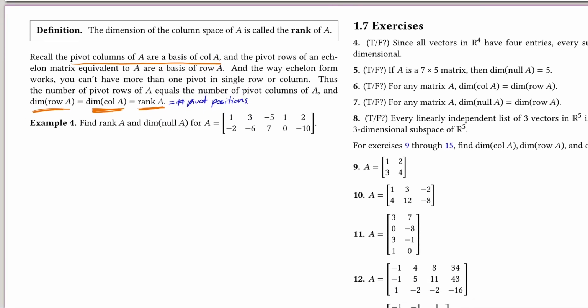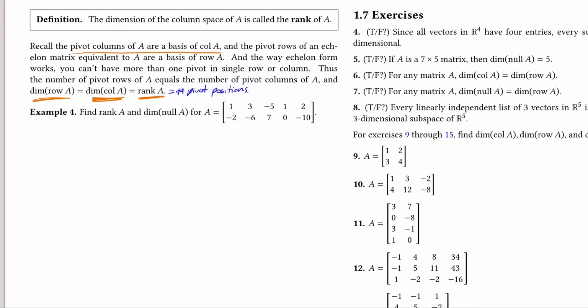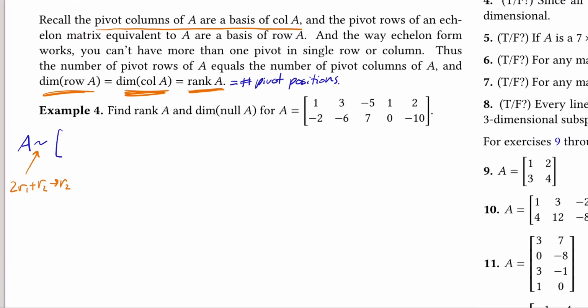Okay, let's look at example 4. Here we have a 2 by 5 matrix. Let's row reduce this to see how many pivot columns we have, and also see what is the dimension of the null space. So first of all, I'm going to do one row operation. Let's clear away this -2 by doing 2 times the first row plus the second row to replace the second row. I'll leave the first row alone.